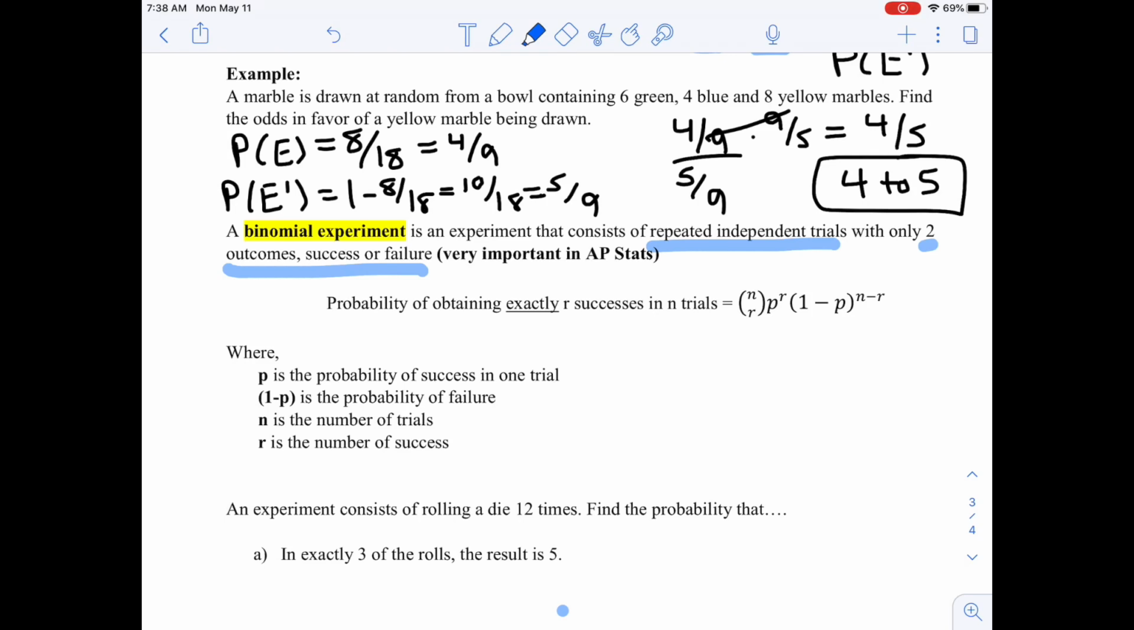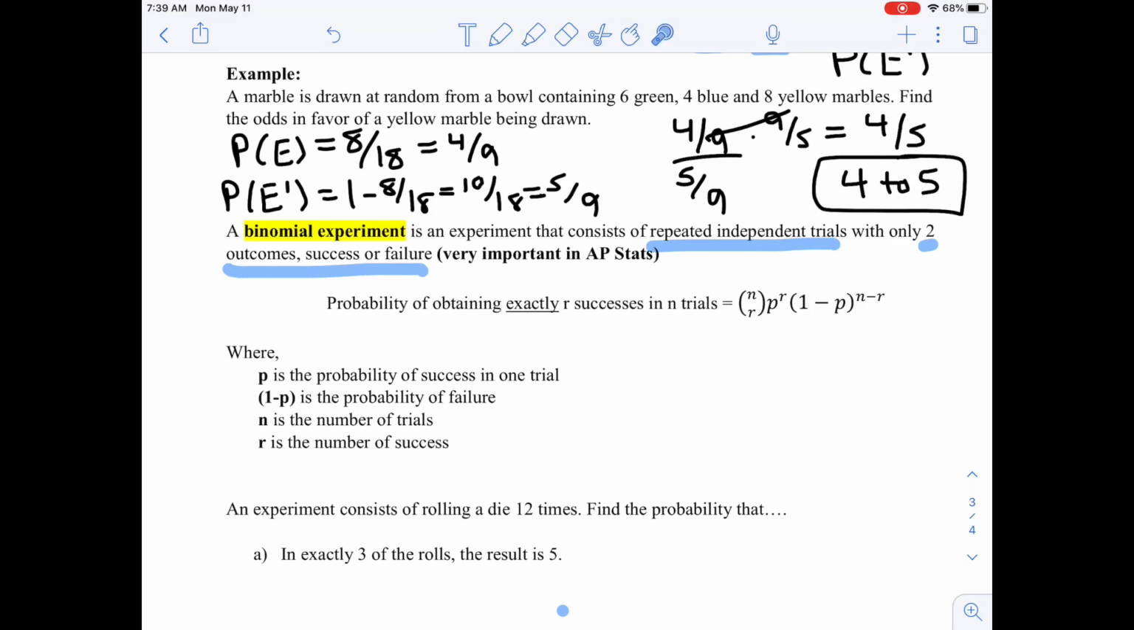So if I say rolling a die, there are 6 outcomes there, 1 through 6. But if I say my event is rolling a 5, well, rolling a 5 is a success. The other ones are all failures. Or if I say the probability of rolling an even, 2, 4, and 6 are all successes. 1, 3, 5 would all be failures.